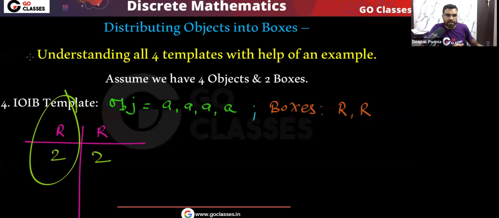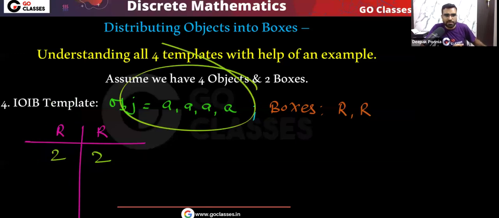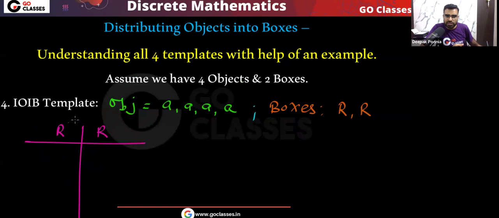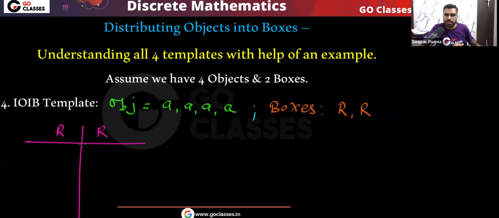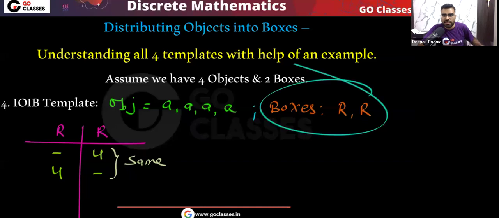Does it matter? It does not matter, because all the objects are same. So it does not matter which two elements you put here, which two elements you put here, because all the objects are same. Look at this case. If I put nothing here and all four elements here, and this case, if I put all four elements here and nothing here, are these two same or not? Look at these two distributions. Yes, they are same, because both the boxes are same.